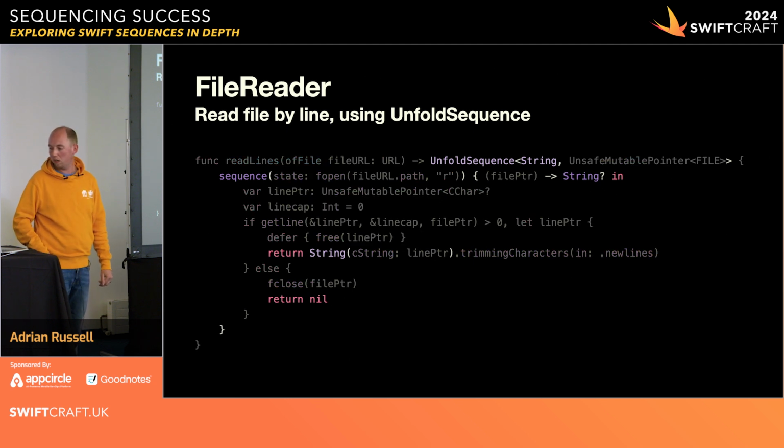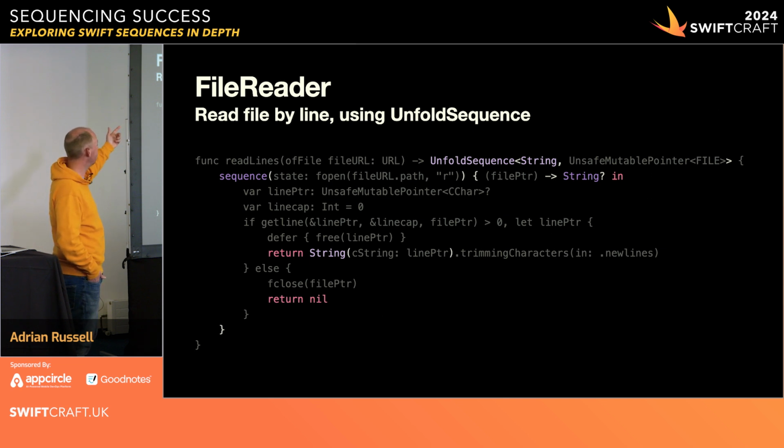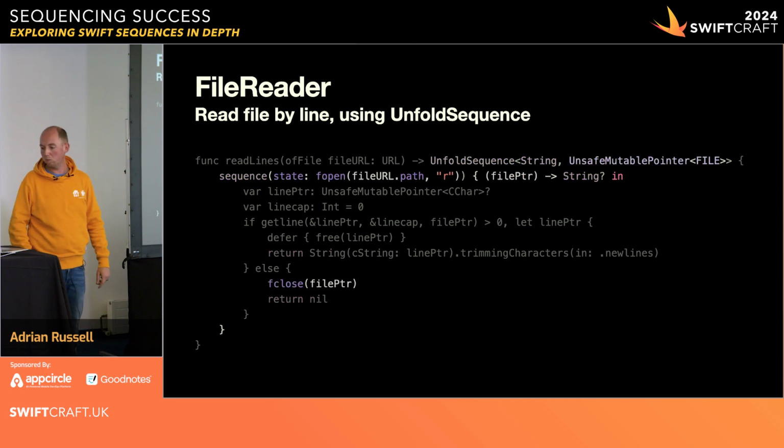So as you see, we've got our unfold sequence. And you see we're just specifying a sequence. We're going to return a string where we've got lines, and we're going to return nil when we're done. Our state is actually just going to be a pointer to a file. So we're using fopen and fclose, one, because they're quick, and two, because they're short and fit on the slide. It's arbitrary. So it looks more complicated than it is by using them with our unsafe mutable pointers.